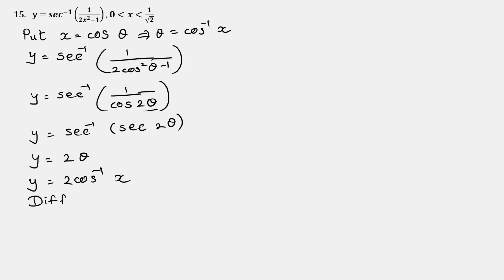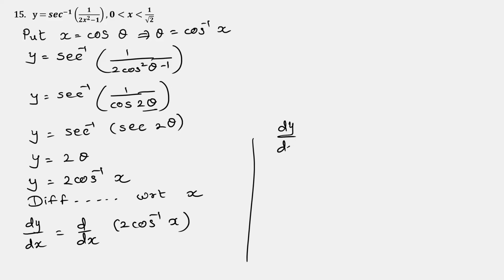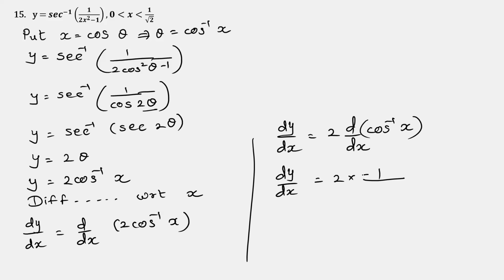Differentiating both sides with respect to x, dy by dx is equal to, taking the constant outside, it does not differentiate, it's constant and does not vary. It's minus 1 under root of 1 minus x square, so dy by dx is minus 2 under root of 1 minus x square.